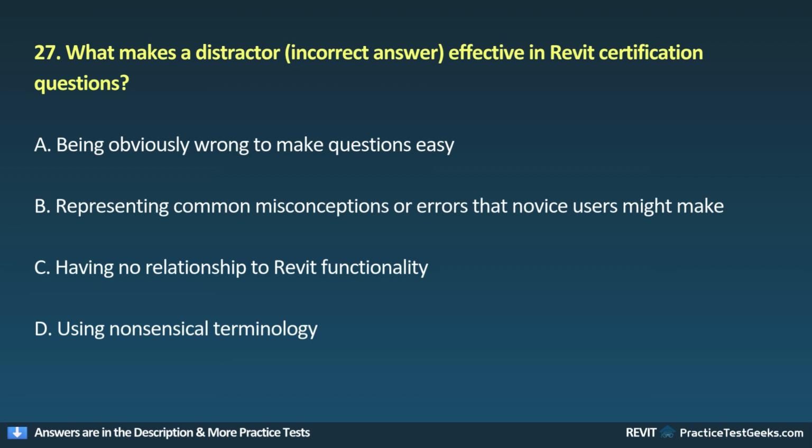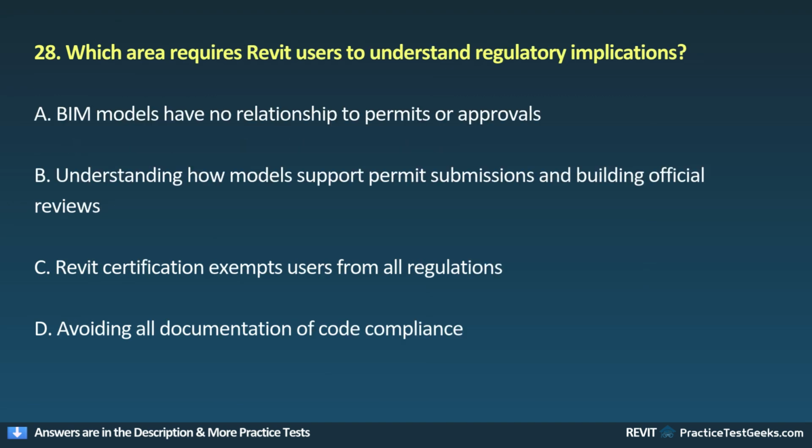A. Being obviously wrong to make questions easy. B. Representing common misconceptions or errors that novice users might make. C. Having no relationship to Revit functionality. D. Using nonsensical terminology. 28. Which area requires Revit users to understand regulatory implications?